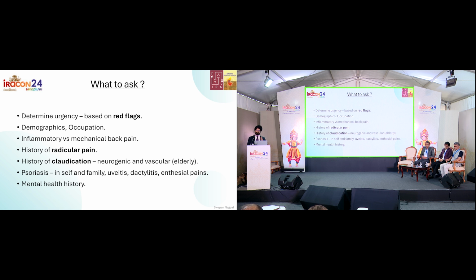Inflammatory versus mechanical. This is a very interesting topic. I'll come to the differences. How do you differentiate whether this is a mechanical backache, if it's inflammatory or not?